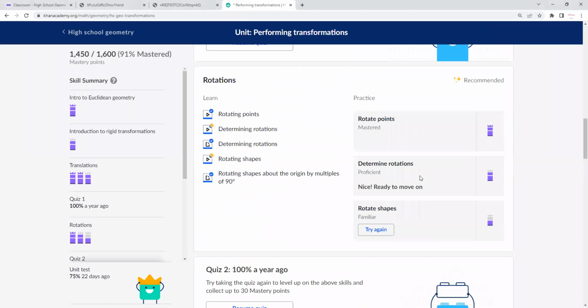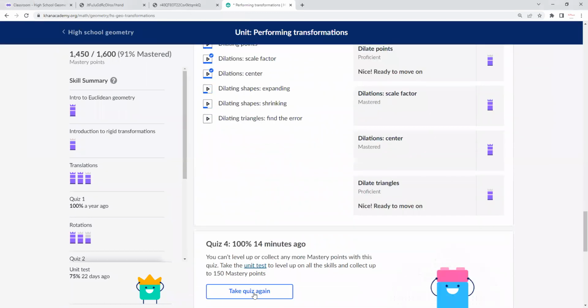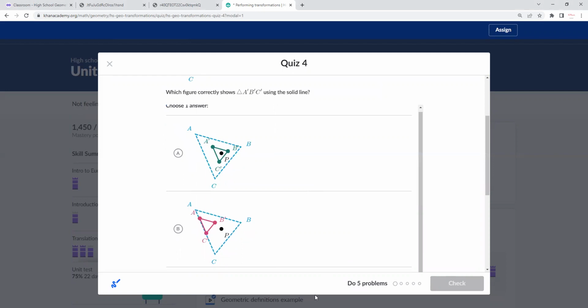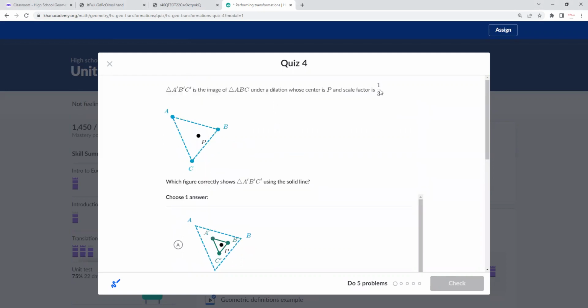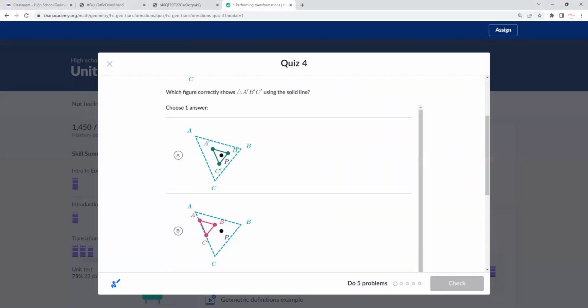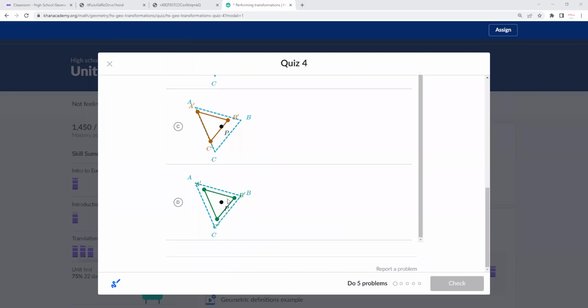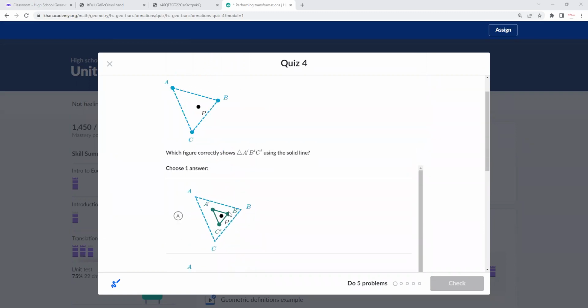Okay, so let's go to the dilations. For dilation, the center of dilation is where a line should hit from point to point. If the scale factor is 1/3, that means it shrinks. If it's less than 1, it shrinks. If it's greater than 1, it stretches. So remember, for the center of dilation, the line should hit each point on both triangles, which it does for that one. It's not going to do that for B or C, and that doesn't look like a 1/3 dilation. So I'm going to have to go with A.